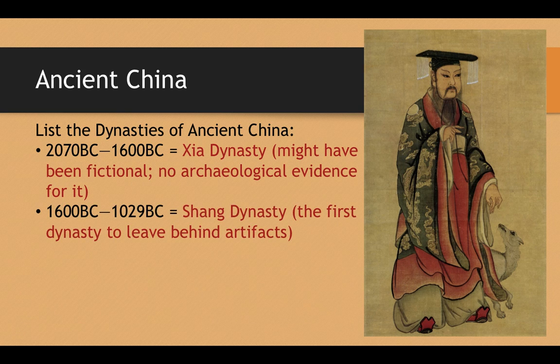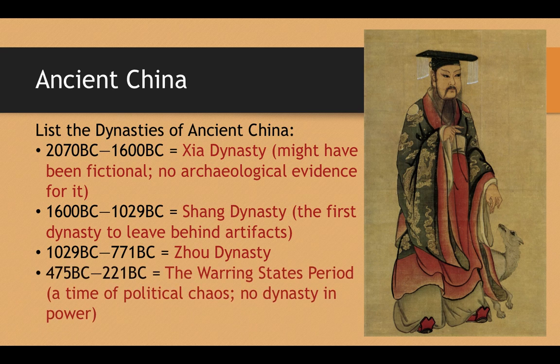The first dynasty that we know for sure existed was the Shang dynasty, and this was the first one to leave behind artifacts, leave behind documents. After the Shang was the Zhou dynasty, followed by the Warring States period. Okay, so the Warring States period was a time of political chaos. There was really no dynasty in power.